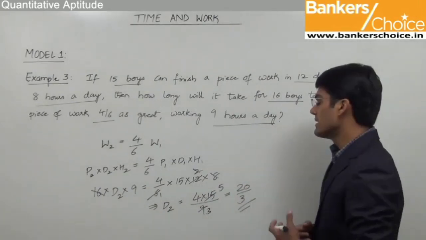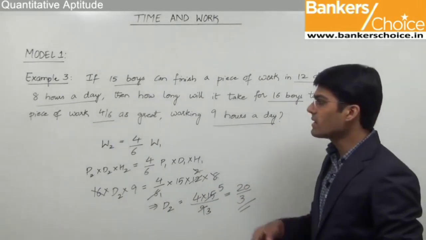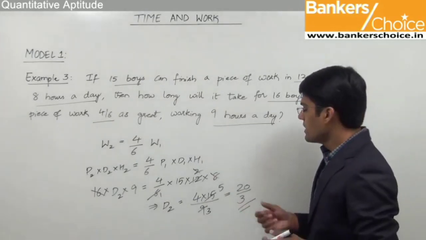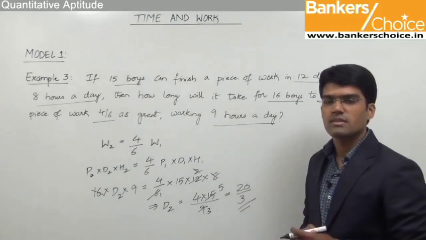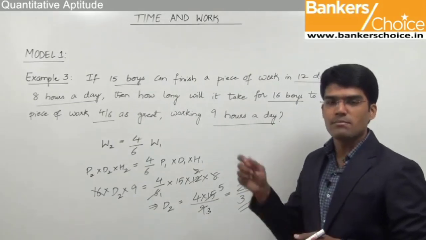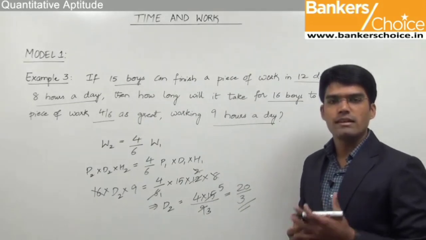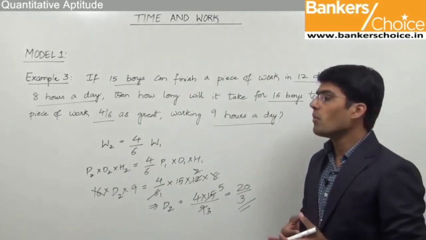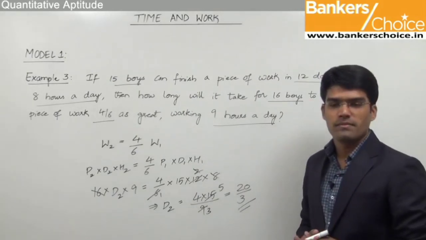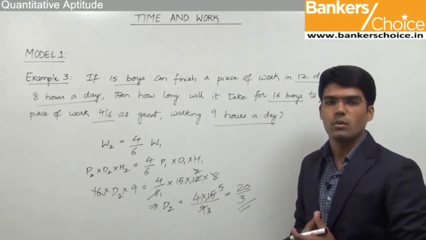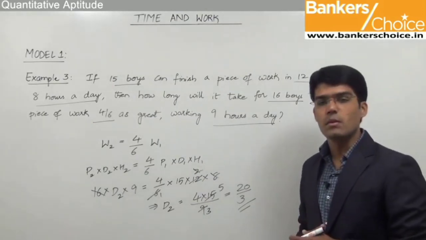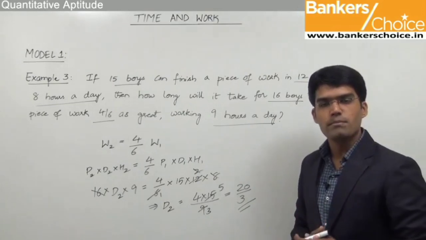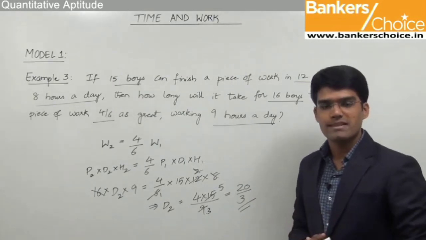So we can say that the number of days required in the second case to do 4 by 6 as great as the previous work should be equal to 20 by 3. So as you can see from the various examples of this model, either the work done is specified in terms of number of pages, etc., or the work is given in terms of ratio. And in some cases the work done is equal. So accordingly, we can use the equation that is W1 by W2 equals P1 D1 H1 by P2 D2 H2 to get the required answer.